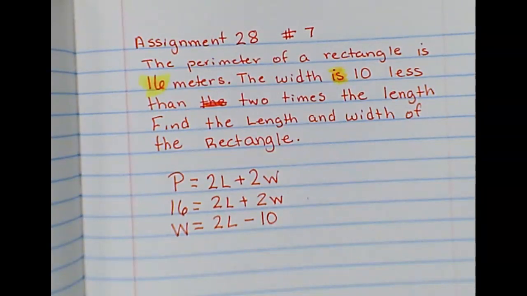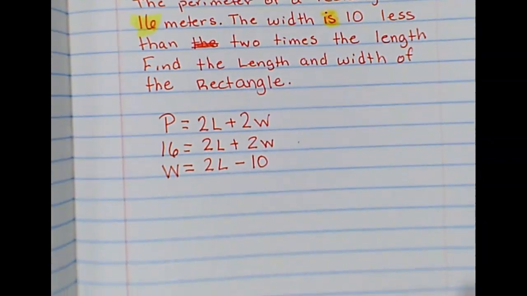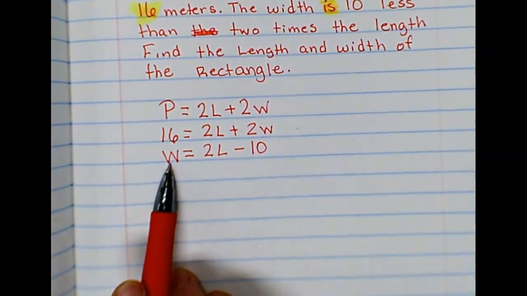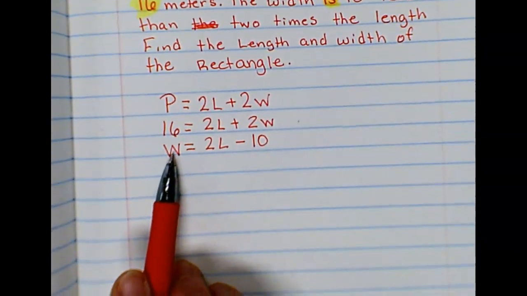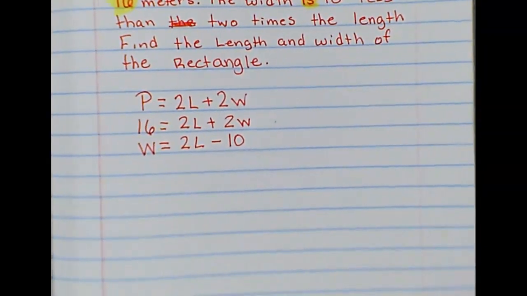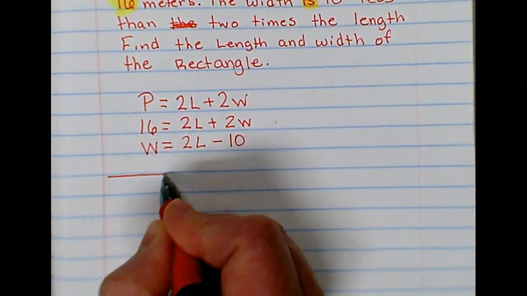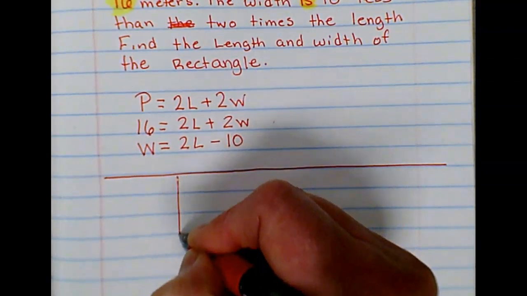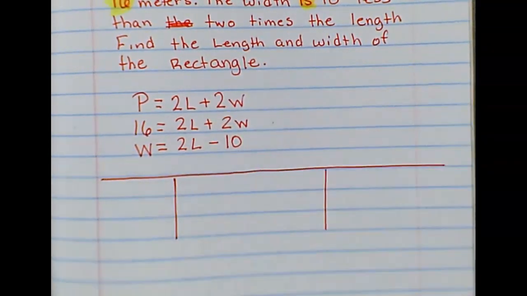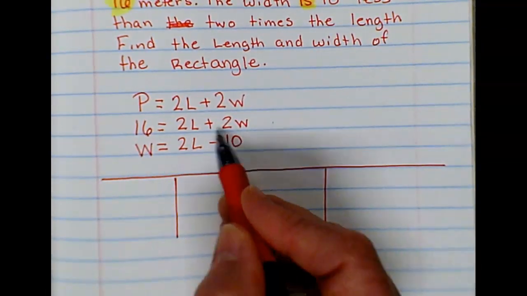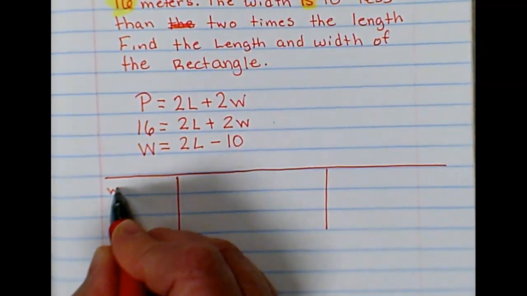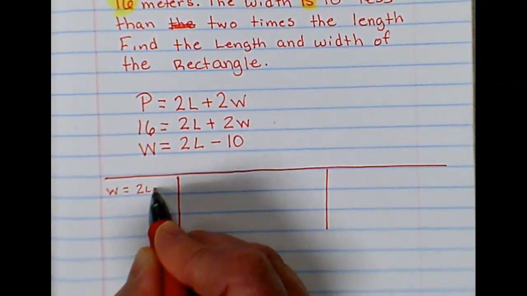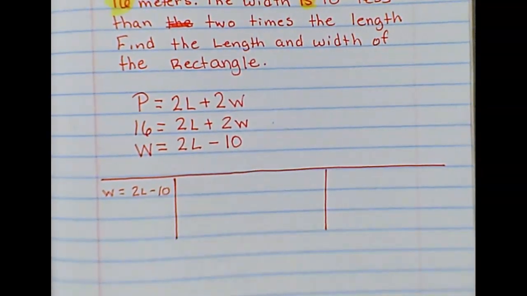And the way this is set up, since this is already solved for W, the easiest way to solve this is by substitution. Now, you do not have to use a little chart, but it helps you to keep things organized if you make a little chart when you're using substitution. This is already solved for W. This is my simplest equation. That goes in the first blank.